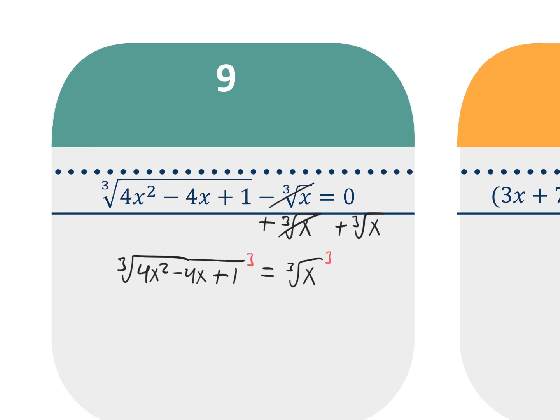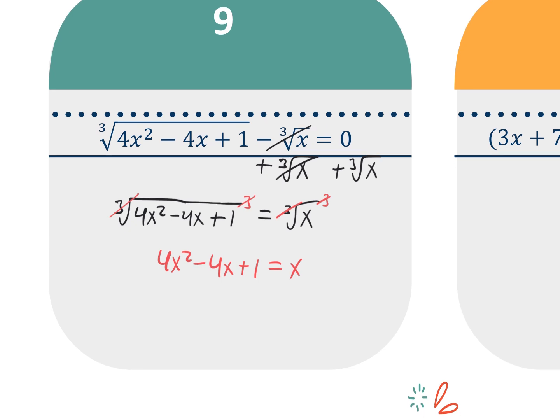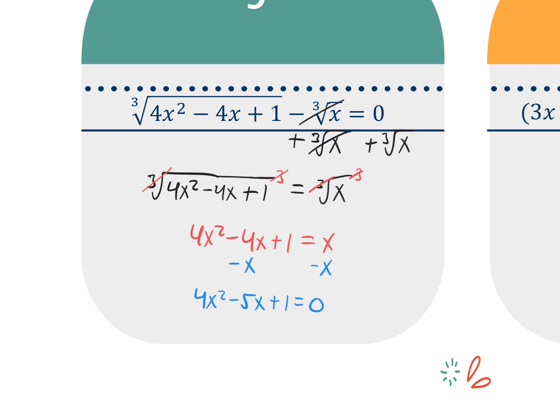The cube root and the cube are going to cancel on both sides, so we're just left with 4x squared minus 4x plus 1 equals x. And now we're just left with the quadratic, so we want to get everything to one side, set equal to 0. Let's subtract the x on both sides to get 4x squared minus 5x plus 1 equals 0. This is something that we can factor and solve.